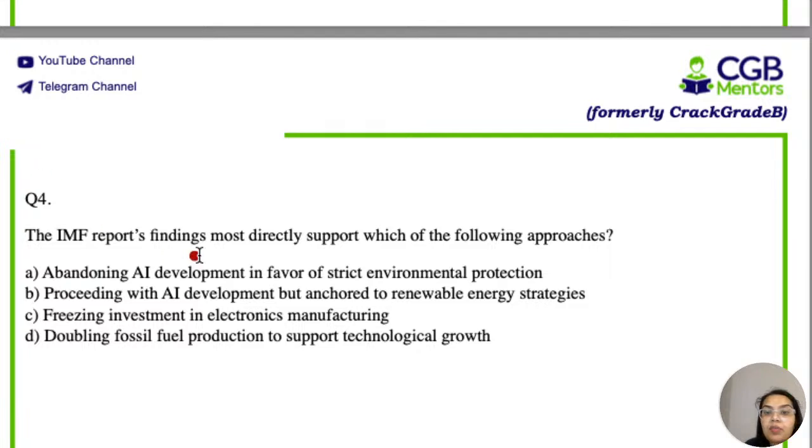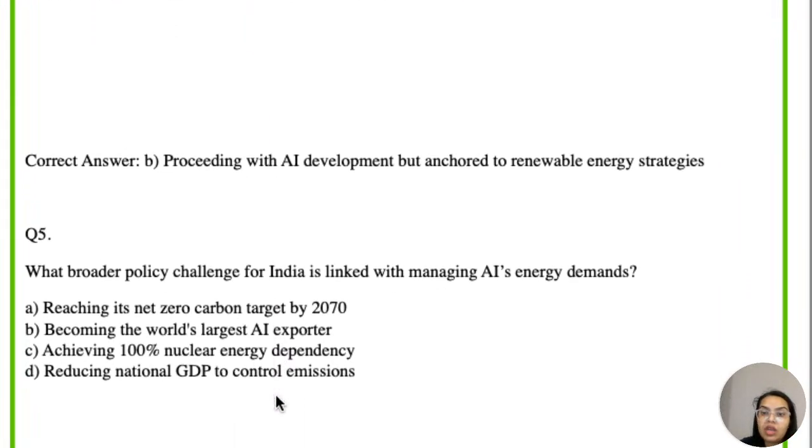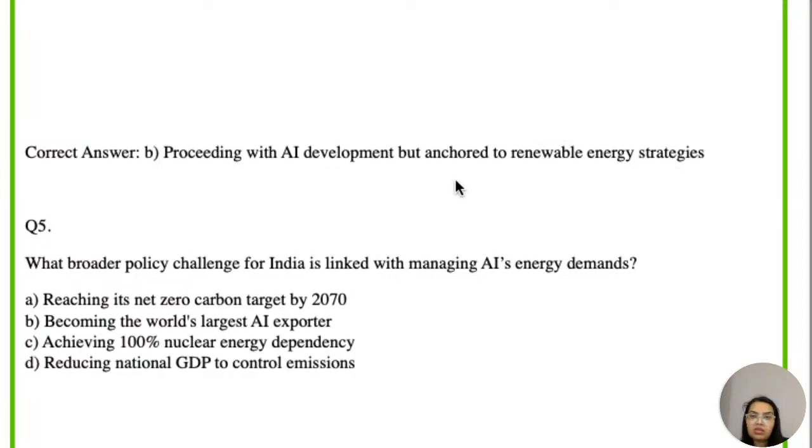The IMF report's findings most directly support which of the approaches? Among the approaches, it is proceeding with AI development but anchored to renewable strategies. Okay, you need to stick to renewable. You continue. Nowhere is the author saying don't continue, stop, or do this that. He's saying you continue, but also you try incorporating renewable energy sources.